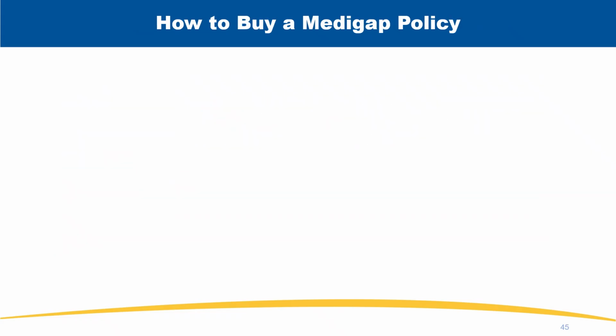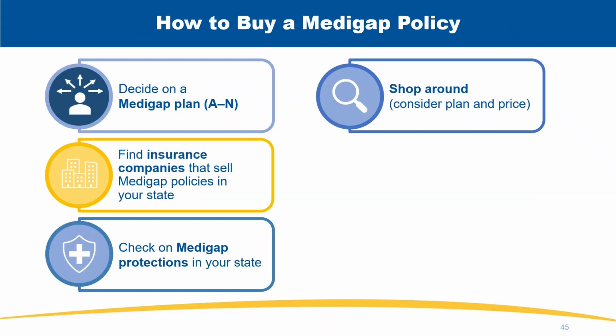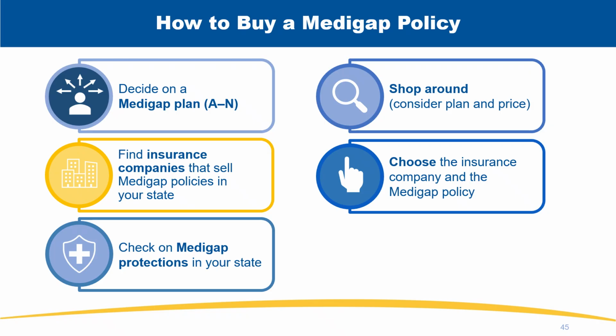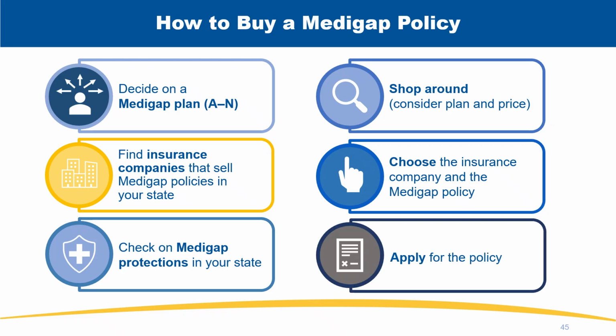How to buy a Medigap policy. Consider these steps. Decide on a Medigap plan, A through N. Find insurance companies that sell Medigap policies in your state. Check on Medigap protections in your state. Shop around. Consider plan and price. Don't just go with one.